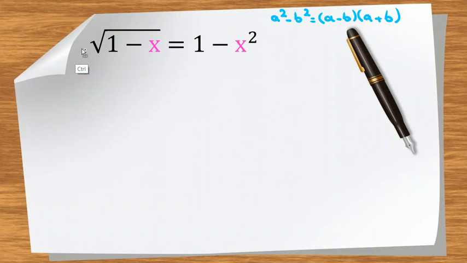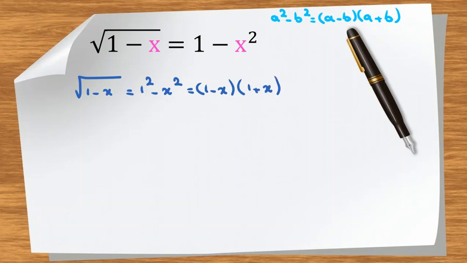So if we use it here, on the left hand side we write 1 minus x. On the right hand side, 1 minus x squared, we can write 1 squared minus x squared, which is 1 minus x times 1 plus x. Here we work with real numbers, so the inside of the square root should be at least 0. So 1 minus x should be at least 0, meaning x should be at most 1.